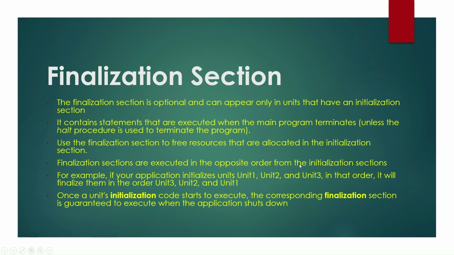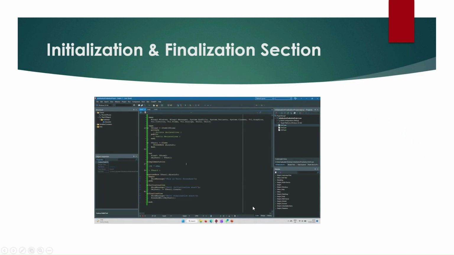Finalization sections are executed in the opposite order from the initialization sections. Suppose in the uses clause I have written unit 1, unit 2 and unit 3. When we start the program, unit 1, unit 2 and unit 3 initialization will execute in this sequence. But in the finalization section, when the program closes, it will execute in the order unit 3, unit 2 and unit 1. We will see this with an example. Once a unit's initialization section starts to execute, the corresponding finalization section is guaranteed to execute whenever the application shuts down. So we'll take one example and understand it.